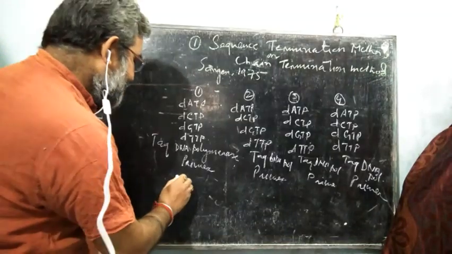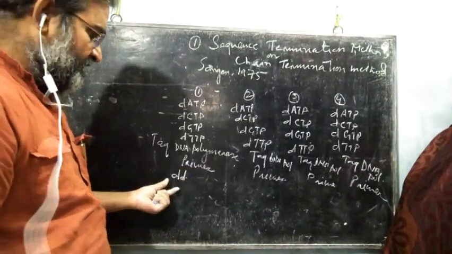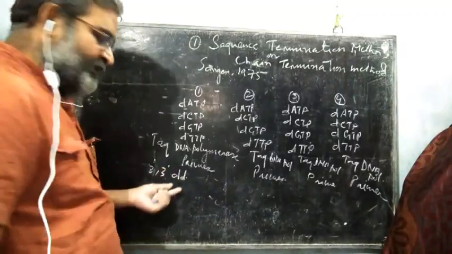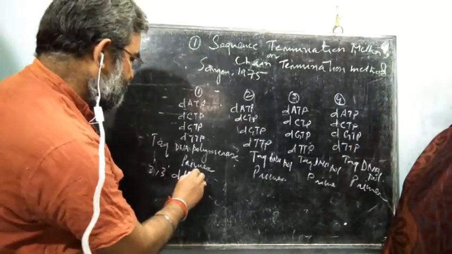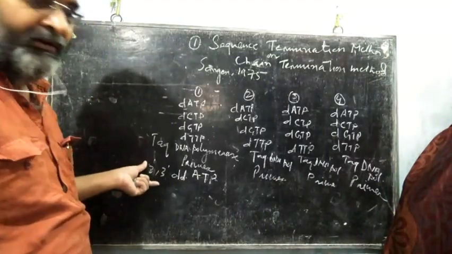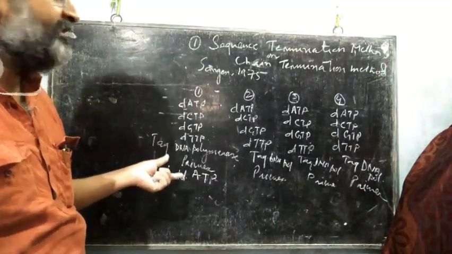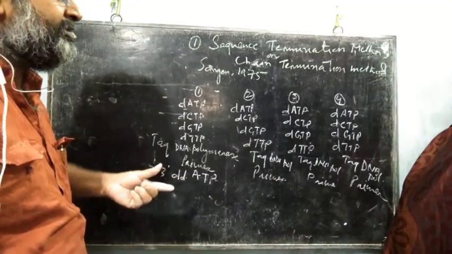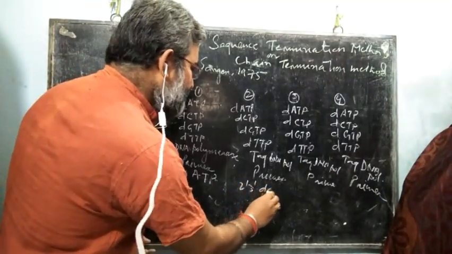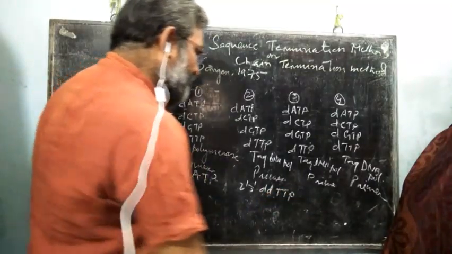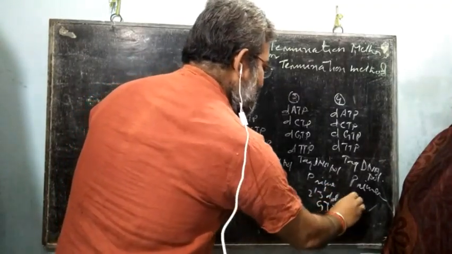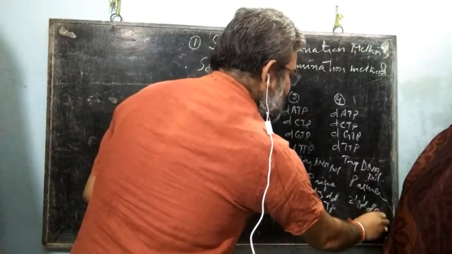Plus ddATP, that means the 2',3'-dideoxyadenosine triphosphate. It is the block which was especially used by Sanger in 1975 for the analysis of the DNA sequence by the chain termination method. Again, 2',3'-ddTTP, again, 2',3'-ddCTP, and 2',3'-ddGTP.